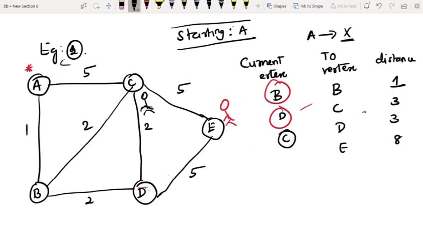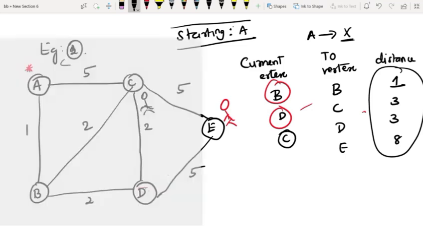After the end of this algorithm, these are the distances that we are getting. All right, I hope this is clear. Thanks a lot.